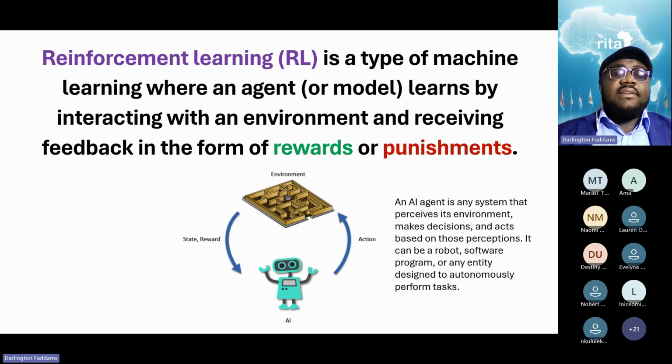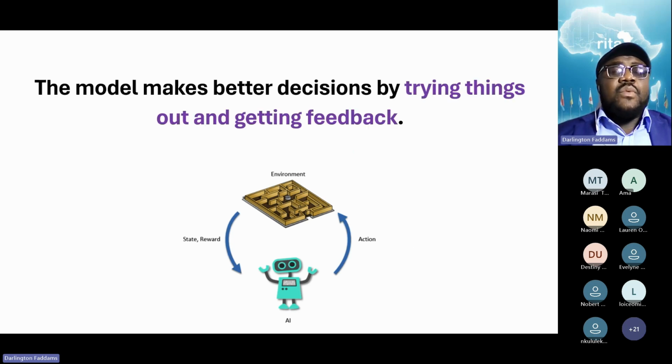When it makes a mistake, it receives a punishment, and it receives a reward when it does the right thing. Through that, the model makes better decisions by trying things out and getting feedback. So this is a type of machine learning that we will be looking into. I think this is really interesting. I don't know about you, but I think this is a really fun type of machine learning.